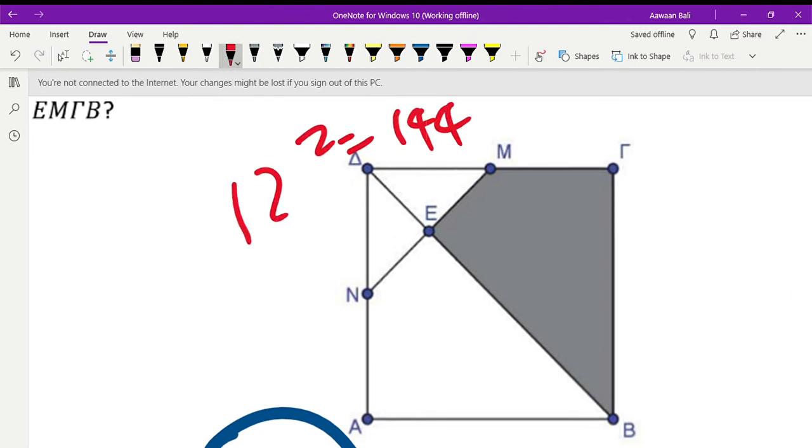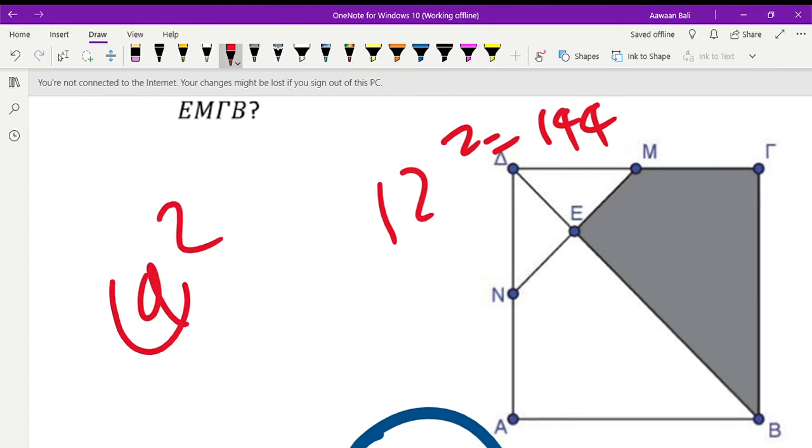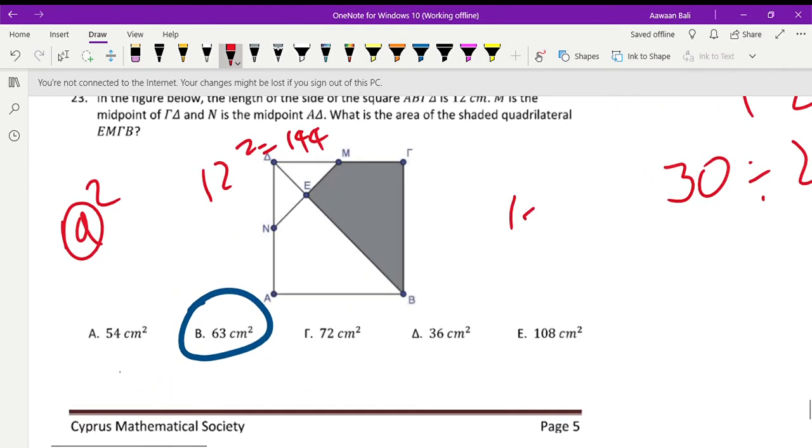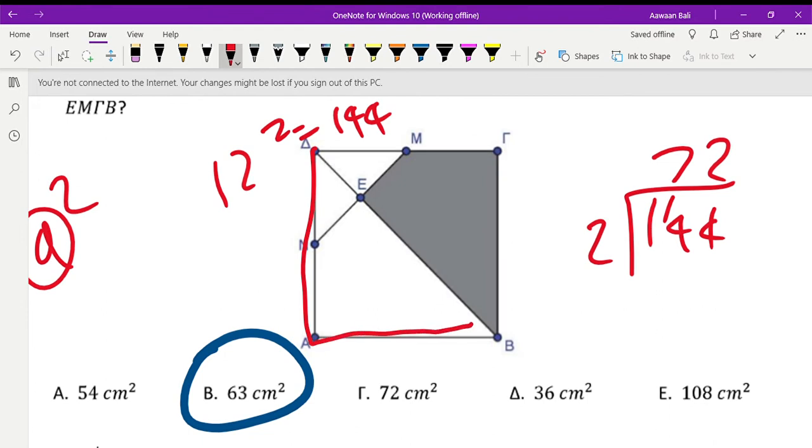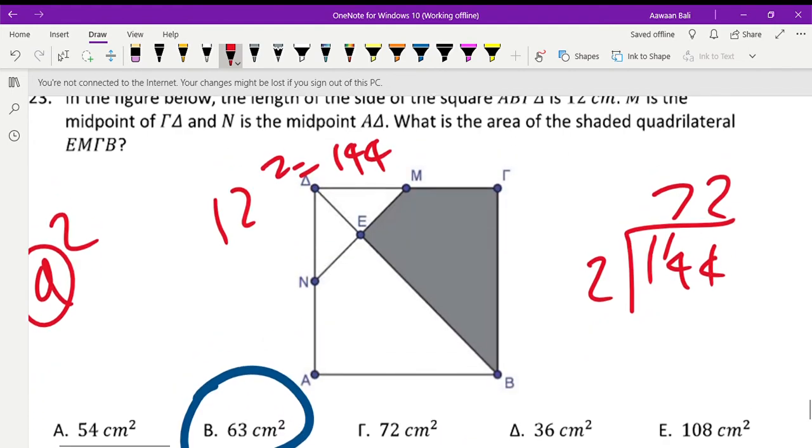Since the area of a square is a squared, where a is the side of the square, and since a is 12, we get 144, and then we divide it by 2, so we get 72, which means this and this are both 72. Now, what we do is find the area of the rest.